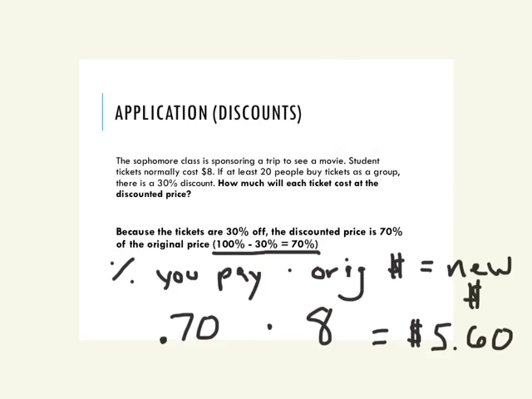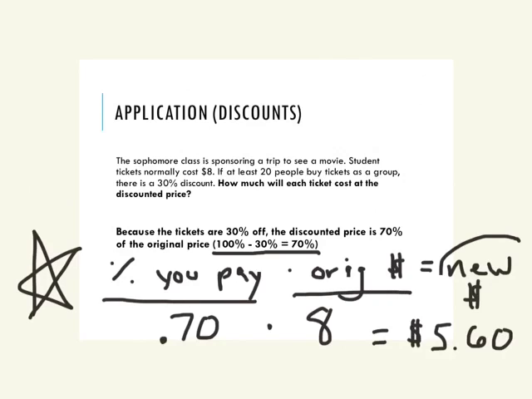$5.60. So to find a discount, you take the percent, you may want to put this in your notes here, folks, the percent you pay times the original price, and that will equal your new price. Percent you pay times original price equals your new price.